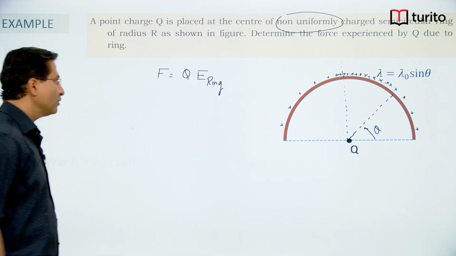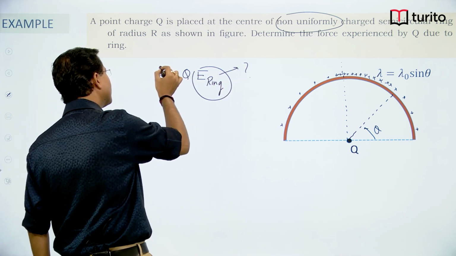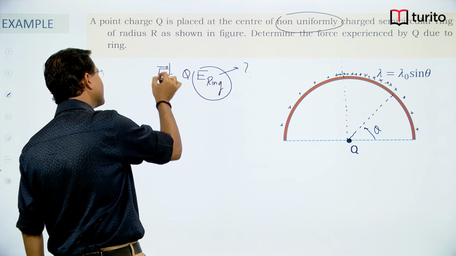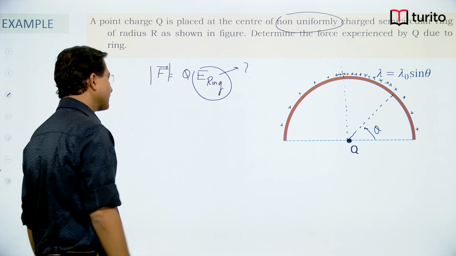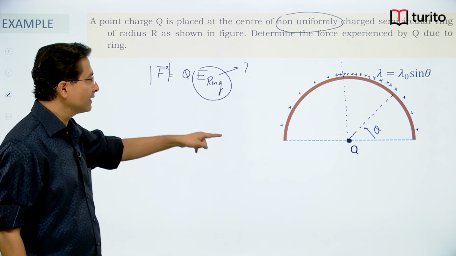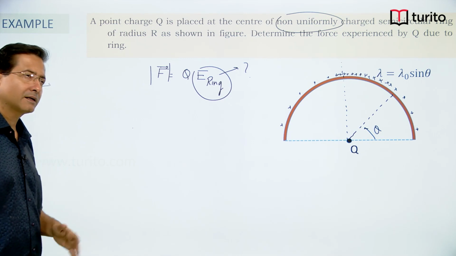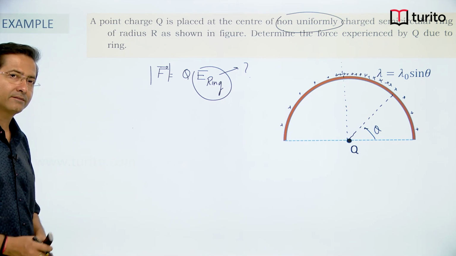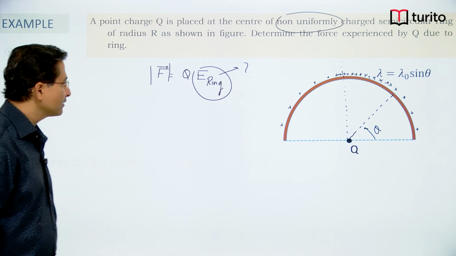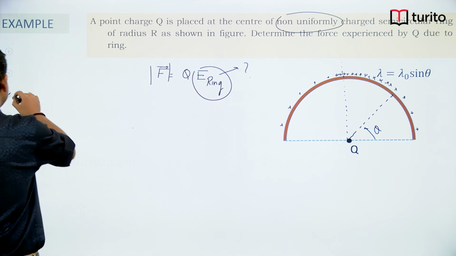So, if anyhow we can get this value, we will get the force, if you are writing in magnitude form. If you get the field due to the ring at this particular point, then you can get the force on the particle just by directly multiplying it. So, our focus is getting the field at this particular point.